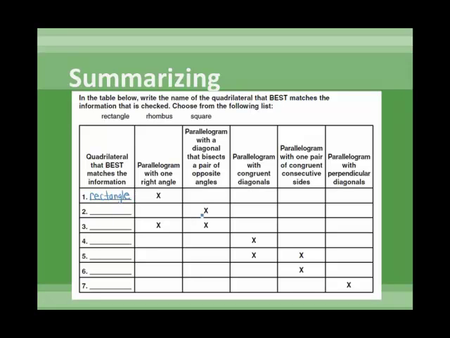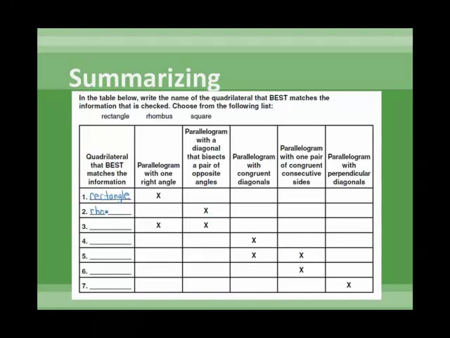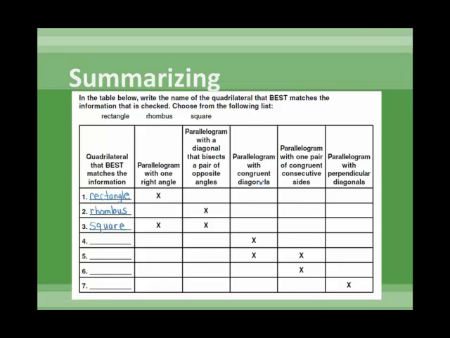Okay, for number 2, the condition that's true is that it's a parallelogram with the diagonal that bisects each pair of opposite angles. That would be a rhombus. For 3, it has a right angle and the diagonal bisects a pair of opposite angles. So the right angle makes it a rectangle, the diagonal bisecting makes it a rhombus, so the best description for this would be a square. Here, a parallelogram with congruent diagonals. I'm thinking rectangle.